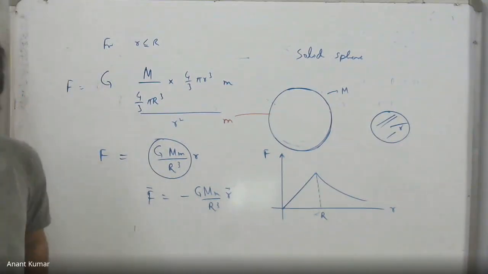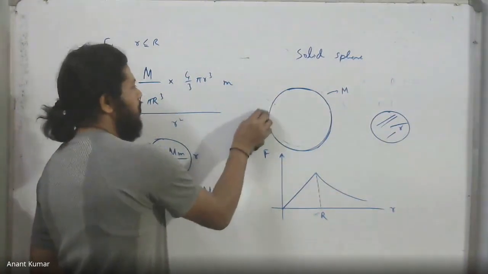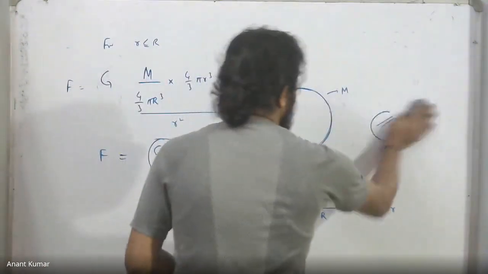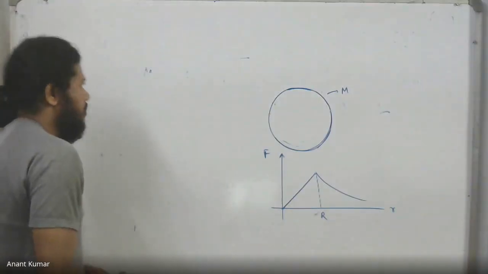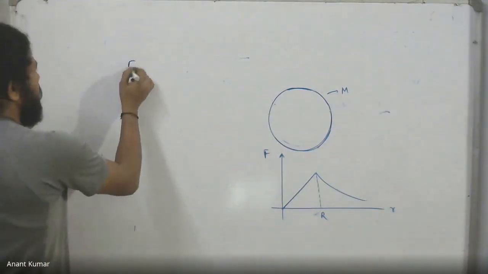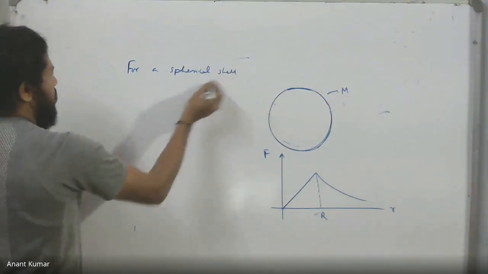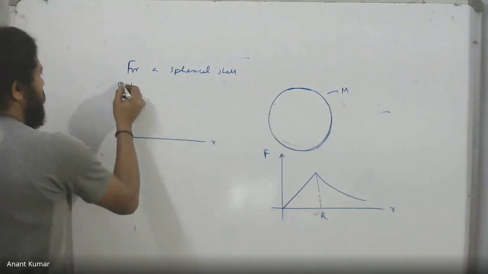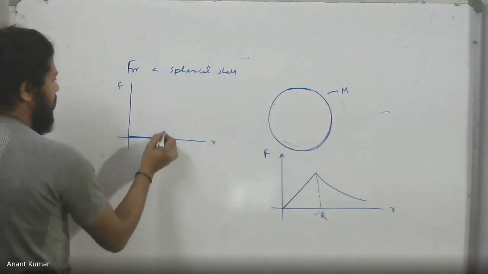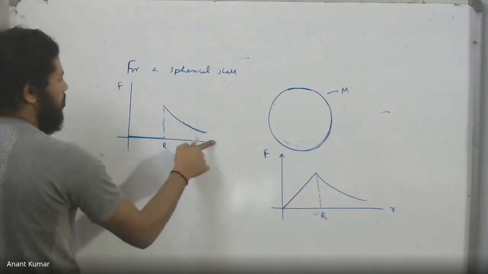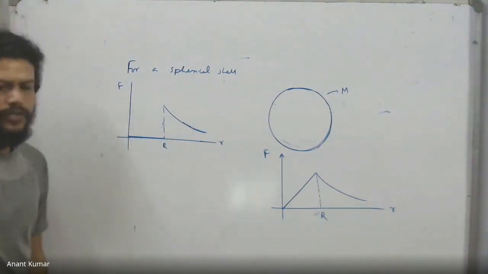How will the force between them vary? For example, if instead of a sphere we had a shell. If I had a shell, go back to the previous thing. So up to R it will be zero, and then it will go in the same way. For a spherical shell, the graph will be: F will be zero till capital R, and abruptly it suddenly goes to a finite value and then goes as 1 by r square. That is how the force varies for the case of a spherical shell.